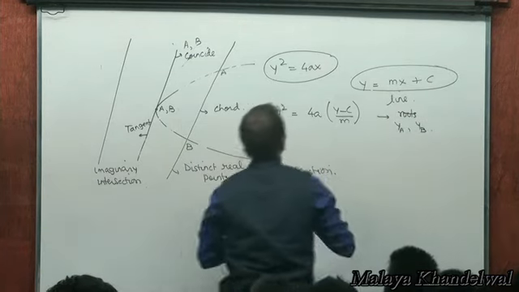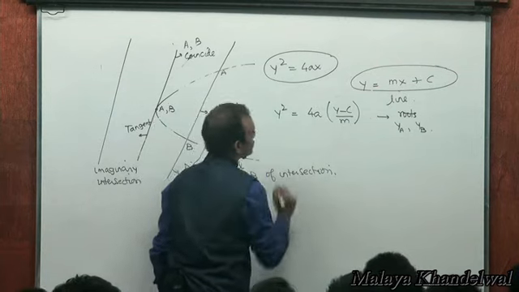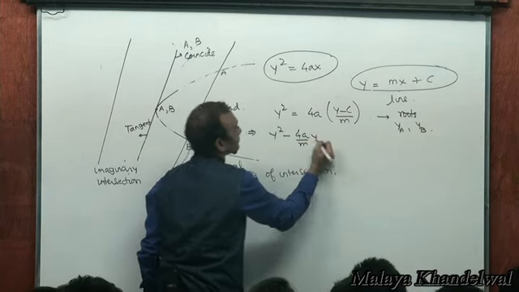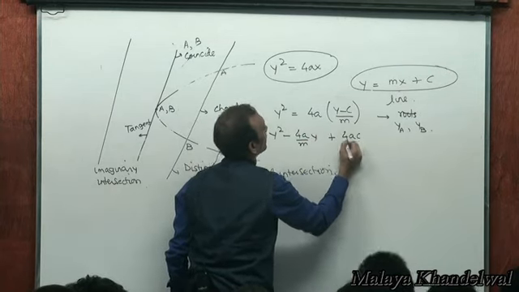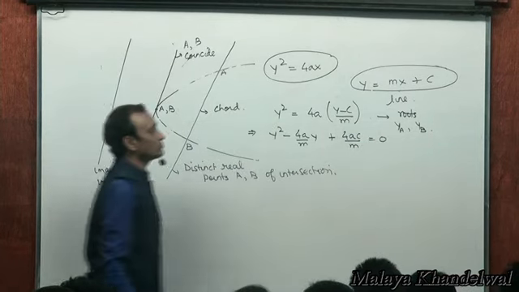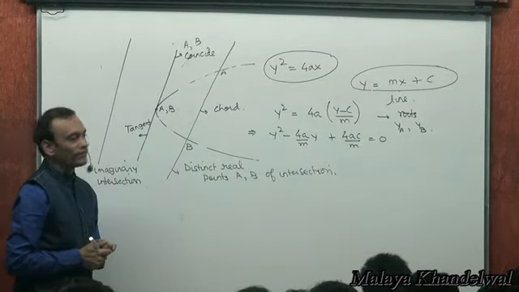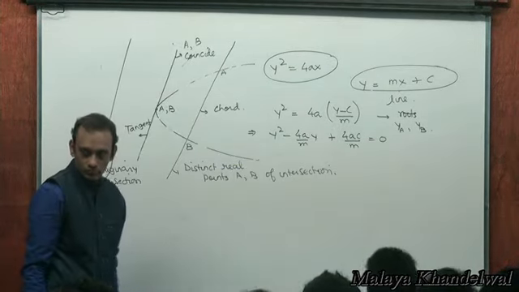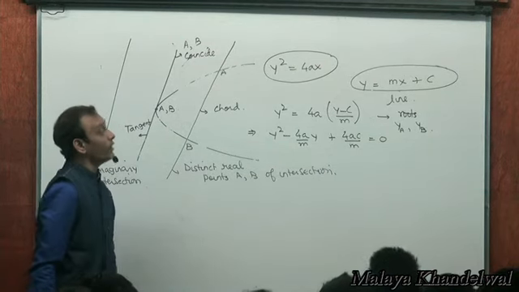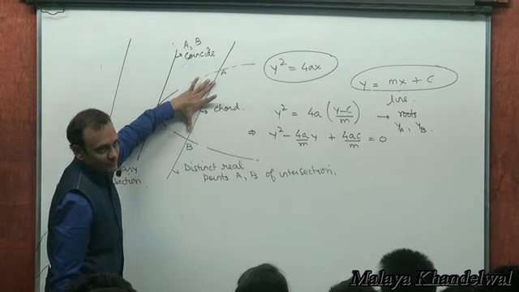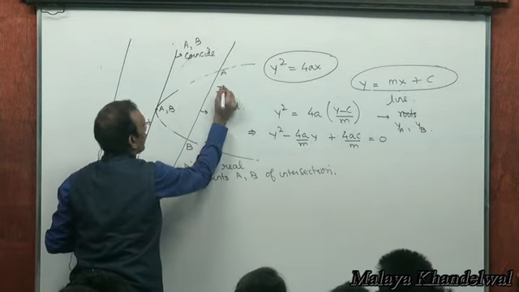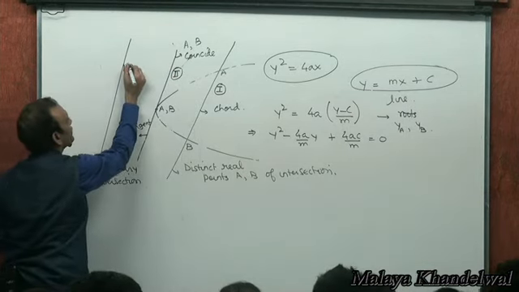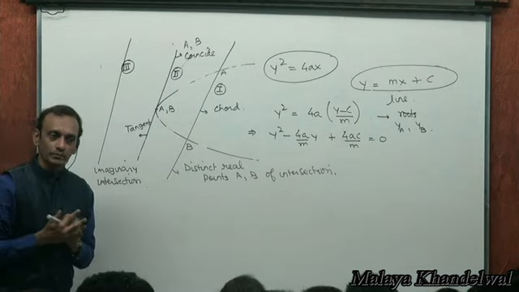Now, this I can write as a customary, traditional quadratic: y squared minus 4a by m into y plus 4ac by m equal to 0. Now, let me call this 1, where it becomes a chord; let me call this 2, where it becomes a tangent; let me call this 3, where there are no real points of intersection with the parabola.